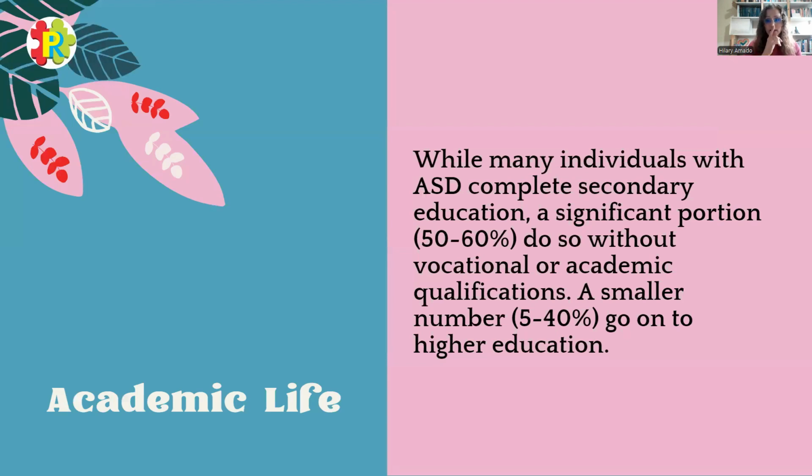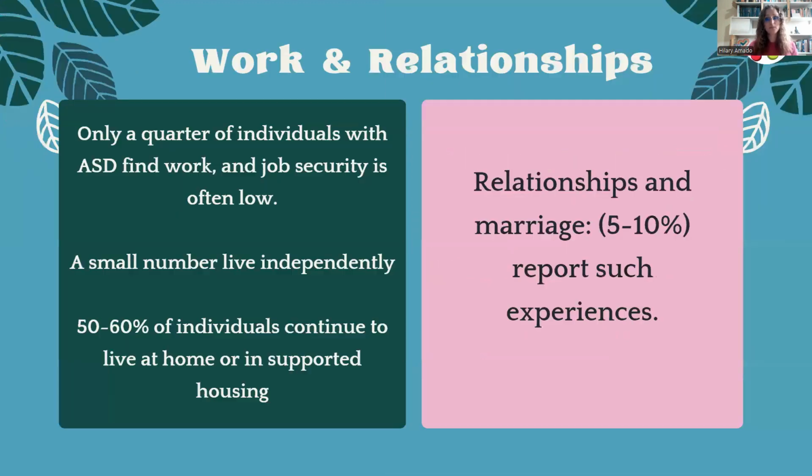Levi and Perry in 2011 studied the outcomes of individuals with autism spectrum disorder in education, employment, and independent living. They found that while many individuals with ASD complete secondary education, a significant portion, 50 to 60%, do so without vocational or academic qualifications. Only a small number, 5 to 40%, go on to higher education. In terms of employment, only a quarter of individuals with ASD find work, and job security is often low. However, there are some notable exceptions with successful careers.